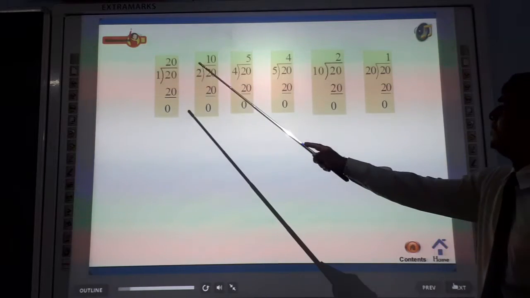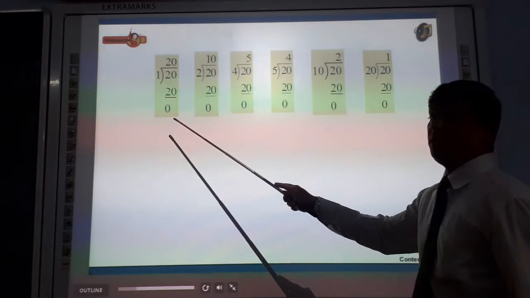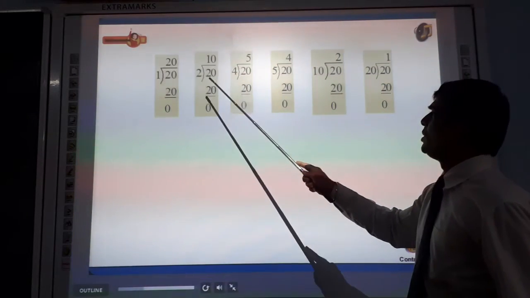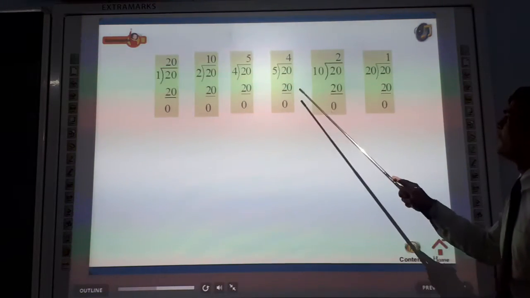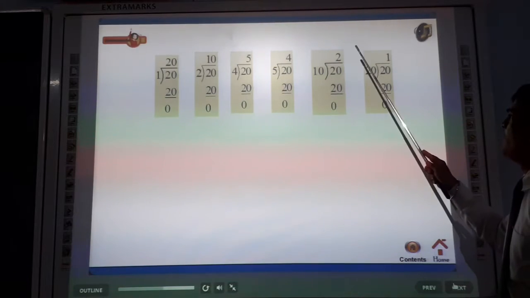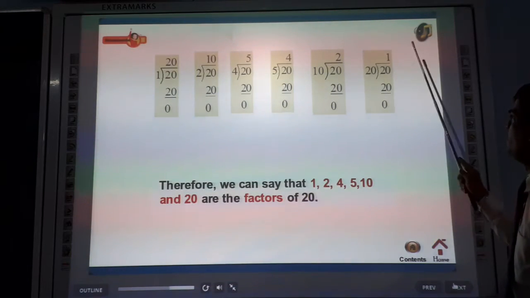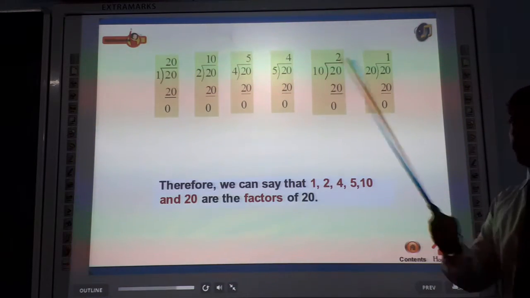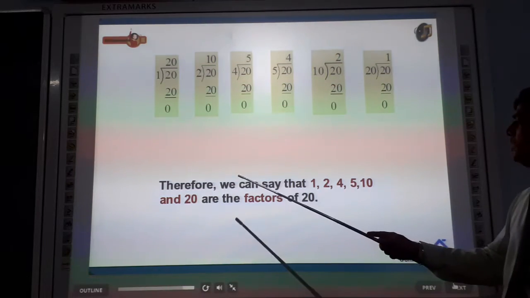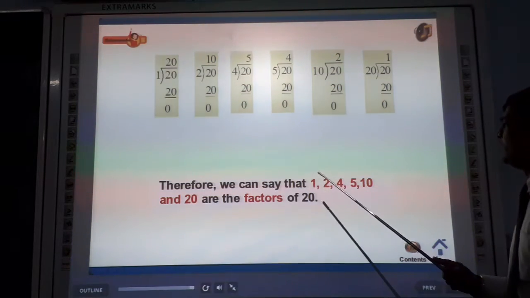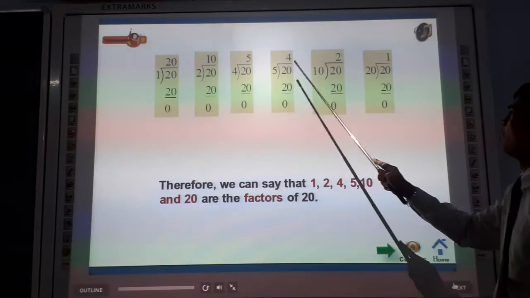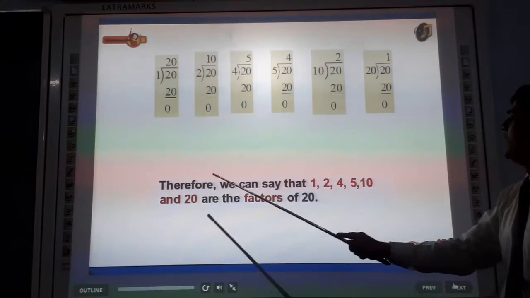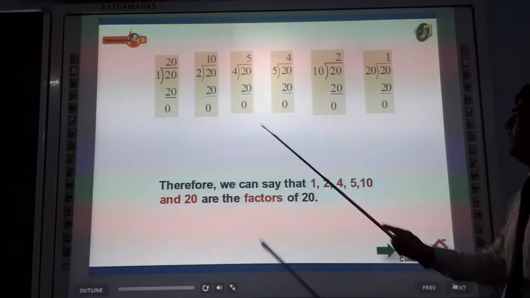Now, look at this. 20 divided by 1 is 20, remainder is 0. 20 divided by 2 is 10, remainder is 0. 20 divided by 4 is 5, remainder is 0. 20 divided by 5 is 4, remainder is 0. 20 divided by 10 is 2, remainder is 0. 20 divided by 20 is 1, remainder is 0. Look at this, see the board. Therefore, we can say that 1, 2, 4, 5, 10 and 20 are the factors of 20. Look at this.